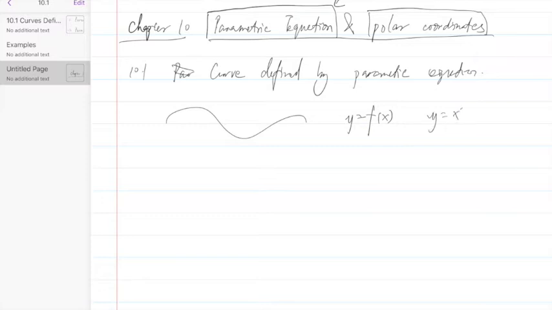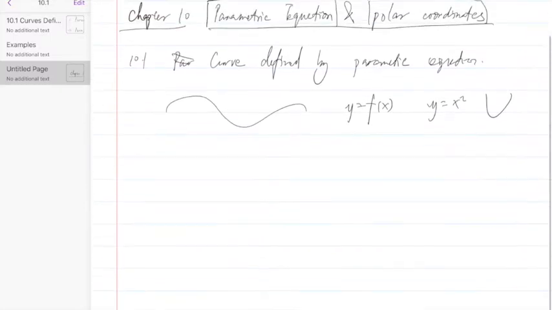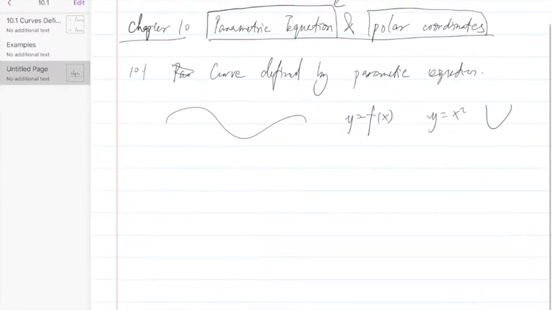Before we have something called y equals f(x). For example, y equals x squared is clearly a curve. It's a parabola. Now we want to represent it in a different way. And let's see where does the idea come from and why do we want to do it.